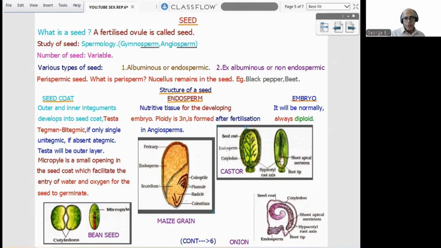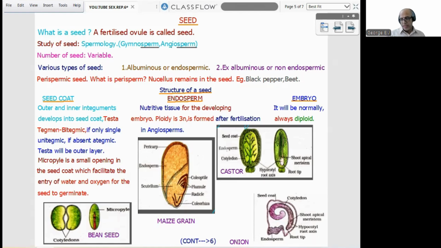If both integuments are there, converting into seed coat, they are called bitegmic. If there is only a single covering, it is called unitegmic. If it is absent, it is ategmic. Testa will be outer, tegmen will be inner. Here also there is a small opening called the micropyle. And what is its aim? Micropyle is a small opening in the seed coat which facilitates the entry of water and oxygen for the seed to germinate.